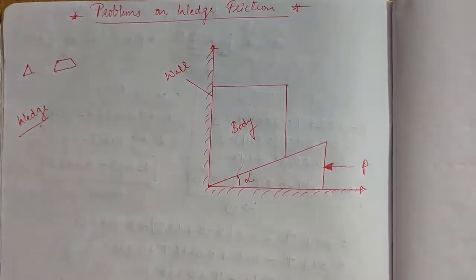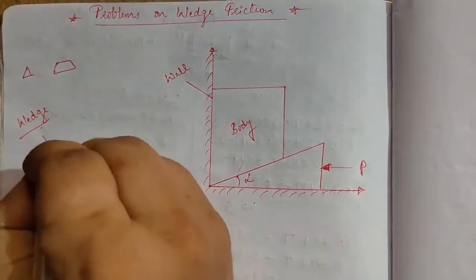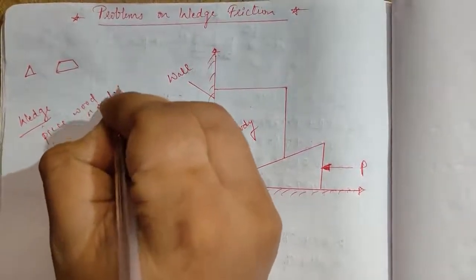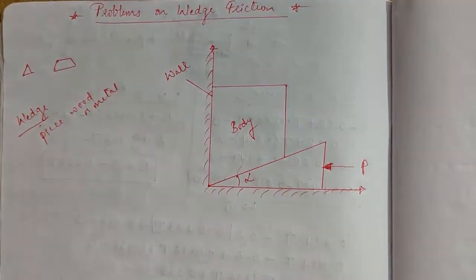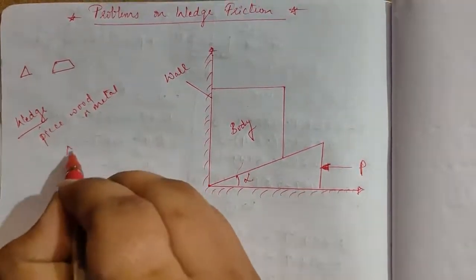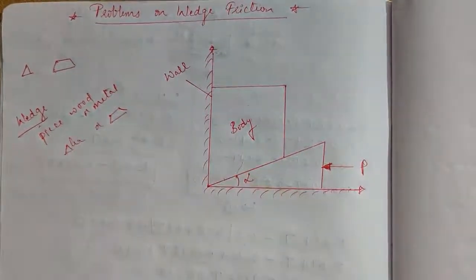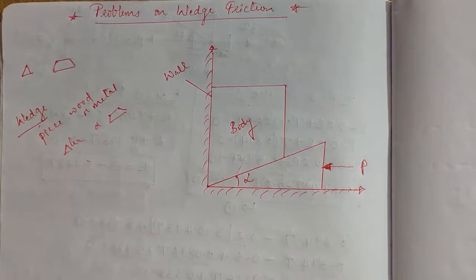A wedge is just a piece of wood or metal, which is usually triangular or trapezoidal in shape. The cross section is like a triangle or trapezoid. It is used for what? Lifting bodies, heavy loads, or for slight adjustment in the position of the body.